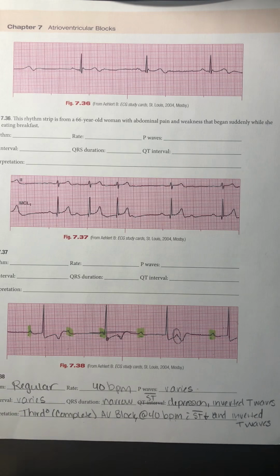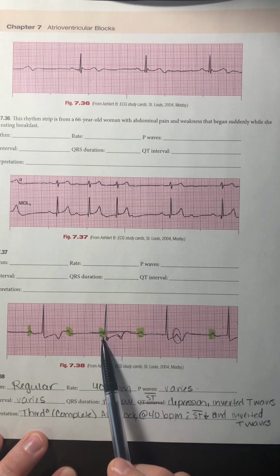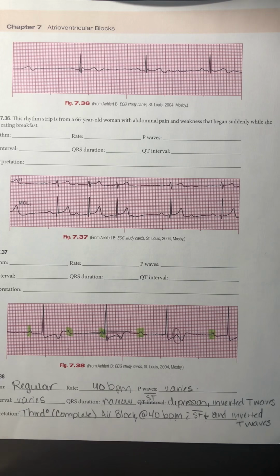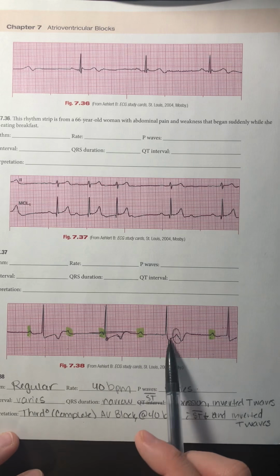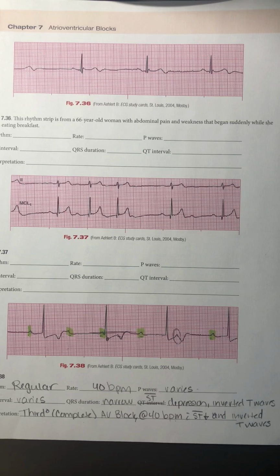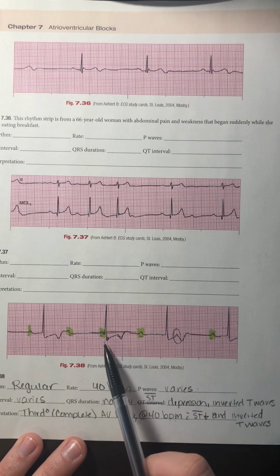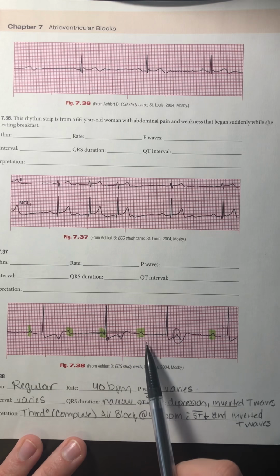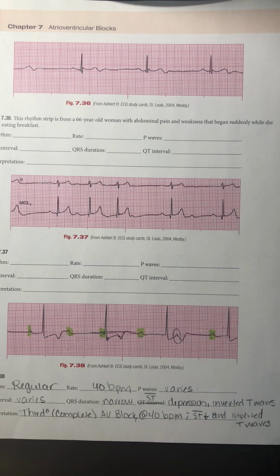So just thinking about what we have so far, it can't be a first degree. I have a short PR interval here. It can't be a second degree type 1 Wenckebach. I don't have that longer drop. Here I have a short, a really long, and then a medium, and it's regular, so it cannot be a Wenckebach. Thinking about a second degree type 2, I do have more P's than Q's, however, there is no relationship here. If it was going to be a second degree type 2, my PR interval would be consistent when I did have a QRS that followed a P wave, so it cannot be a second degree type 2.